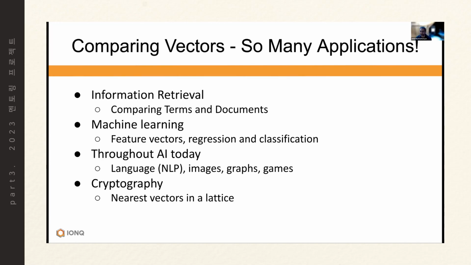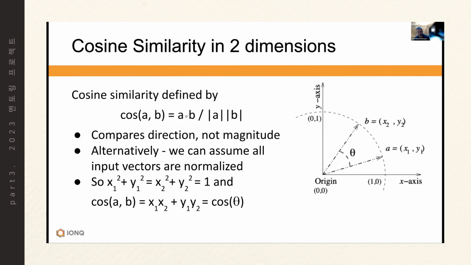Some are in information retrieval and in terms of comparing documents and terms. Other forms of vectors are in machine learning, which use either single-dimensional vectors or multiple-dimensional vectors as your inputs to regression and classification problems. And then nowadays, all throughout artificial intelligence, especially in natural language processing and images, vectors are everywhere. It's kind of like the basic component of what goes on. And especially in cryptography, as we're comparing what vectors are near each other and how to solve these problems.